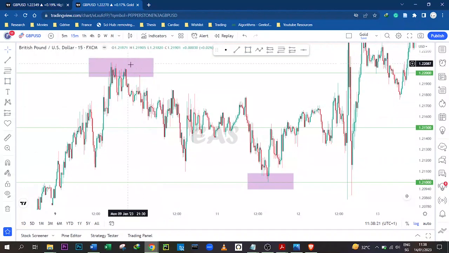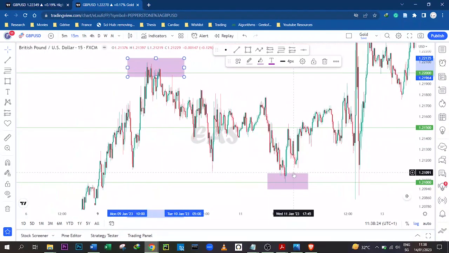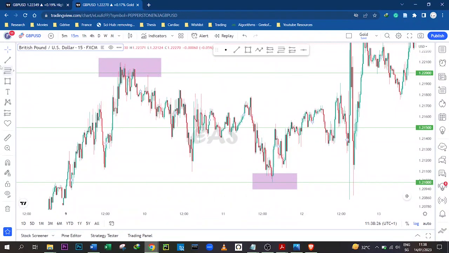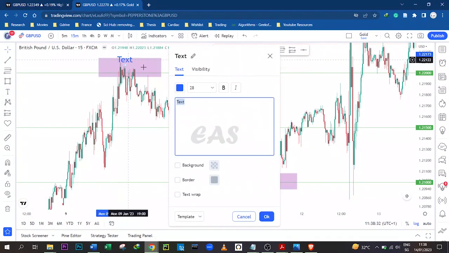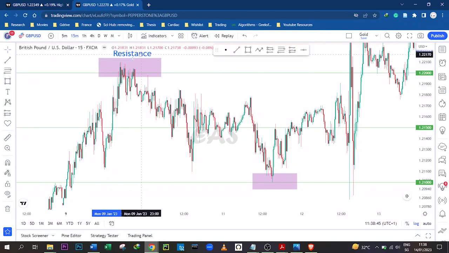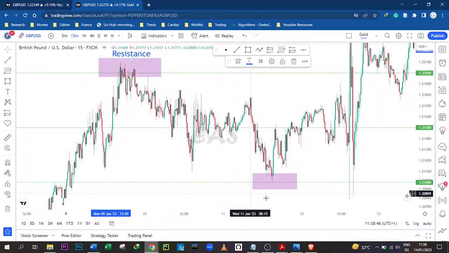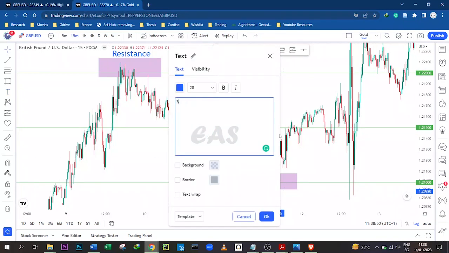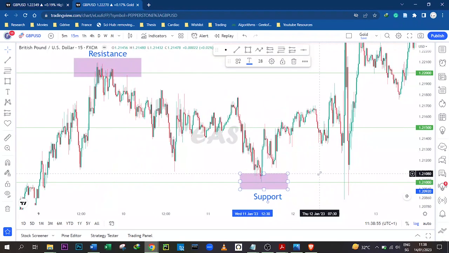Resistance, support. I think I should put it in text for you. Resistance, support. So here you have it, simple.